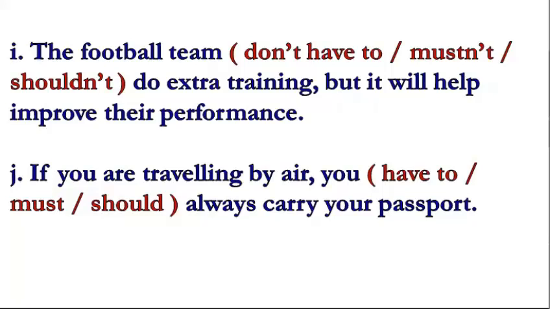The last two sentences here, sentence I. The football team do extra training, but it will help improve their performance. So they don't have to, or they mustn't, or they shouldn't? I say it's not necessary to do something, but it will help. So the answer is don't have to. The football team don't have to do extra training.